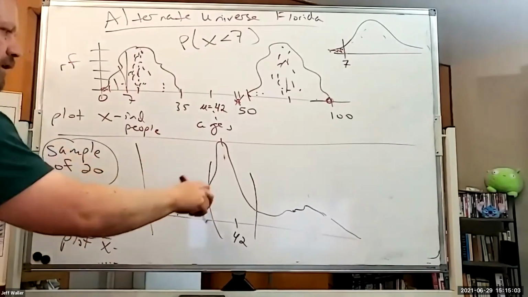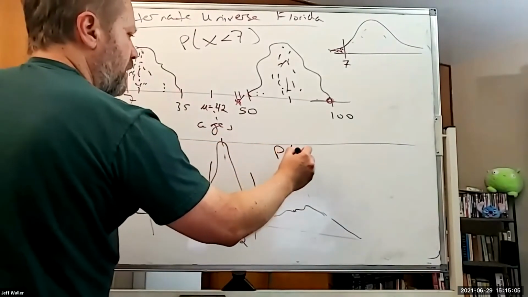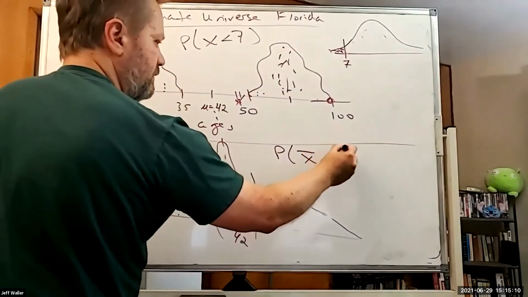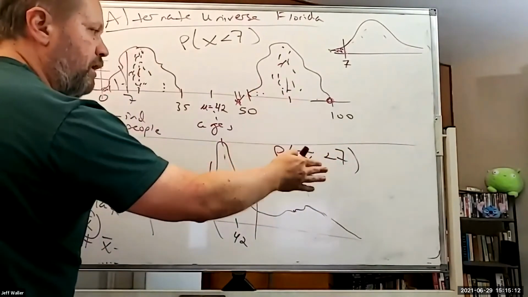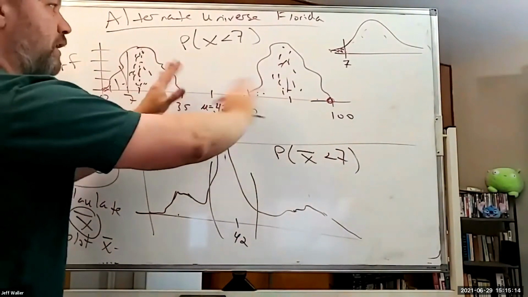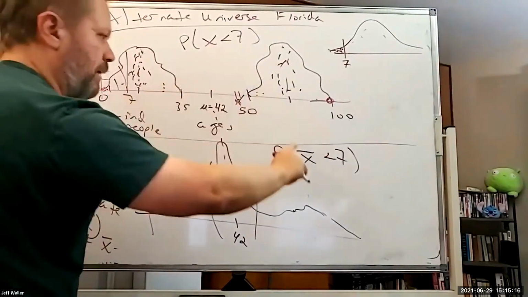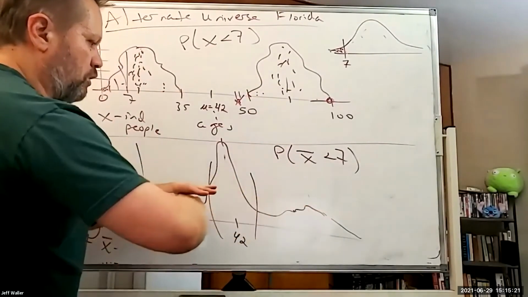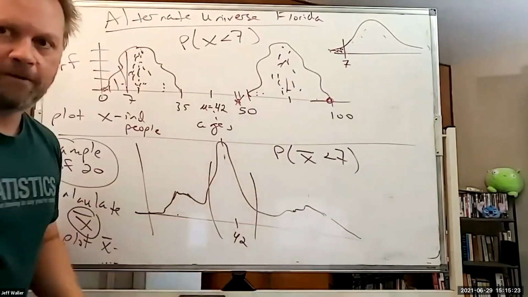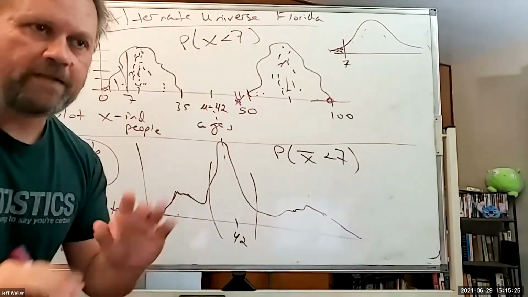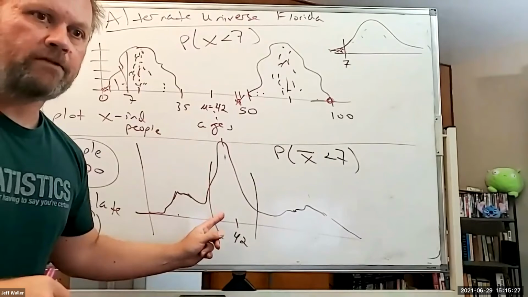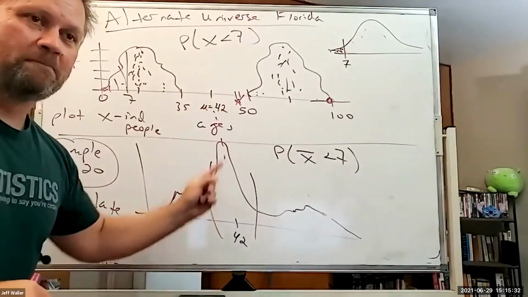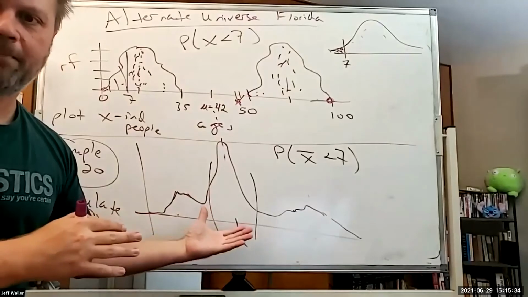But if the question is, what's the probability that a group of 20's average is less than 7? Well, the picture of individuals doesn't work. I'm not talking about one person. I'm talking about a group. So I need a picture that shows me how groups are distributed. Are groups going to be distributed the same as individuals? No, right? You can see an example right here.